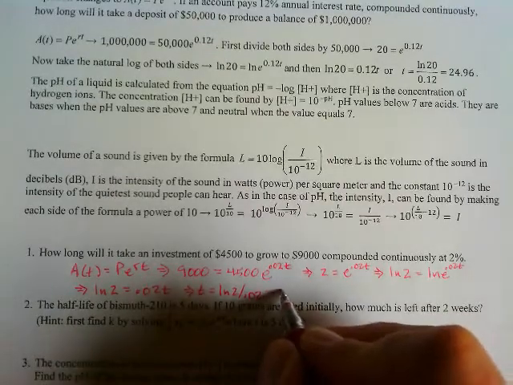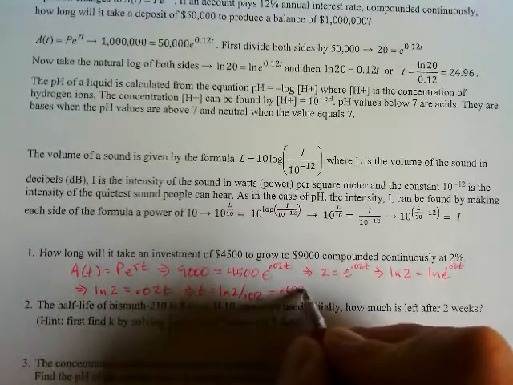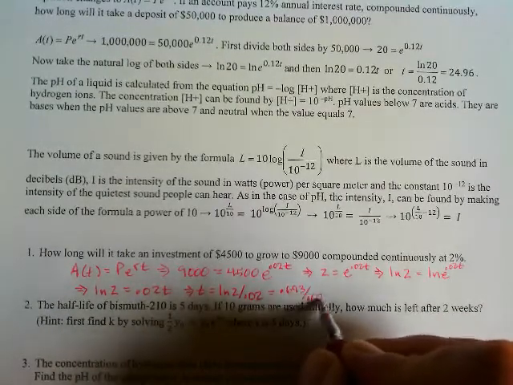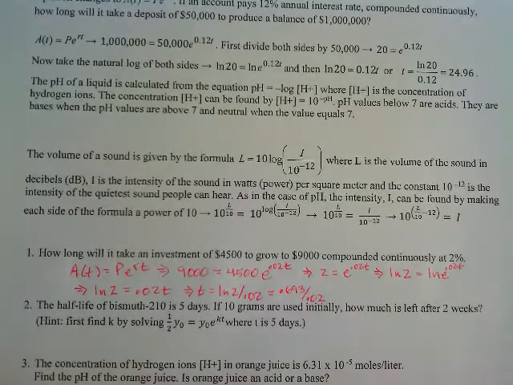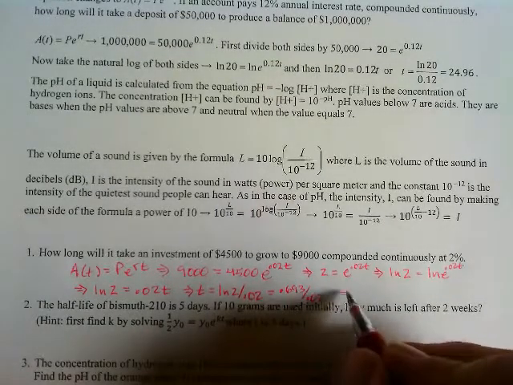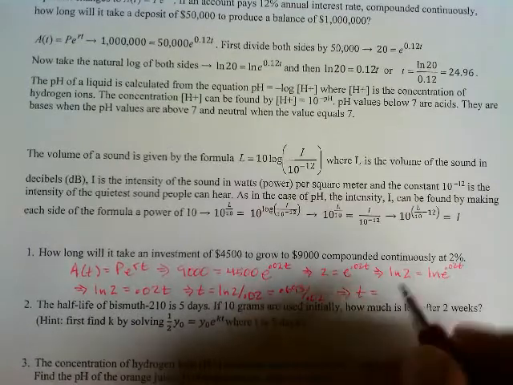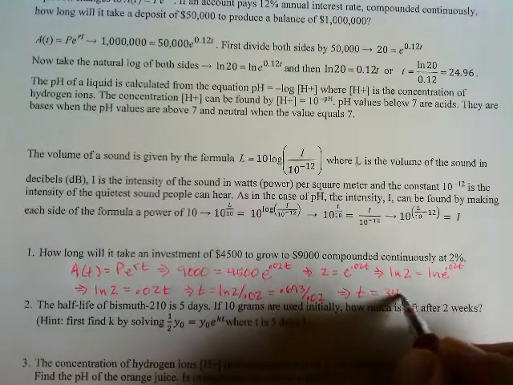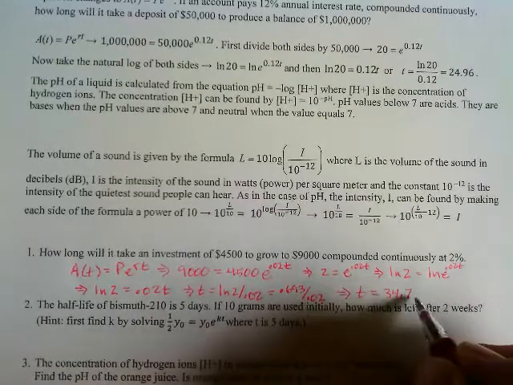ln 2 on the calculator would be 0.693, and we would finally end up with our t equaling 34.7 years.